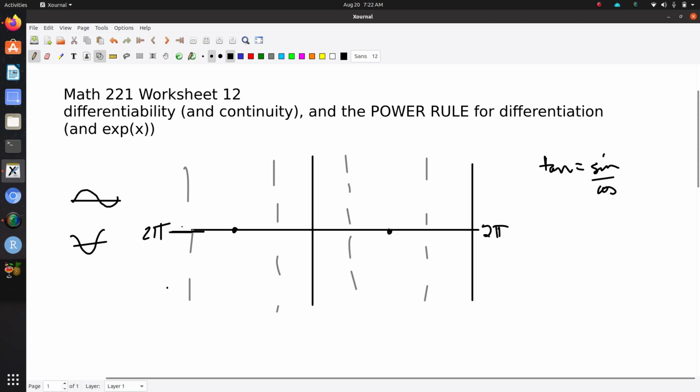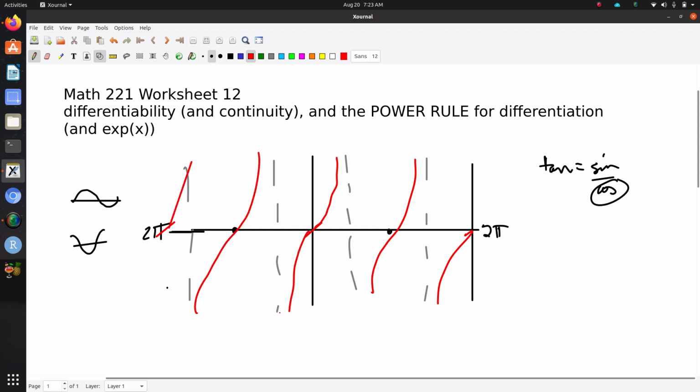Okay, so what about cosine near the origin? Cosine near the origin is just 1. So really, really close to the origin, tangent is going to look exactly like sine. And that's going to happen again when cosine is 1 over here and 1 over here. And then it's going to do the same thing later. But what's going to happen is you're going to get an asymptote. So you're going to get this kind of thing happening. So that's what tangent looks like.